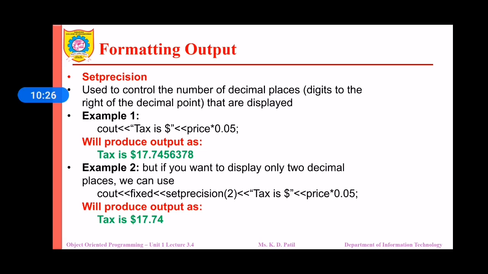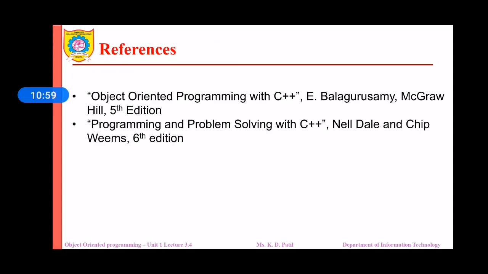In the cout statement, I have used two manipulators, fixed and setprecision. The fixed manipulator will give me all the floating point decimal numbers displayed on the screen, and setprecision will set only two decimal places to be displayed, and I will get the output as 17.74. Please remember that fixed is used to display floating point decimal numbers, and setprecision is used to display two decimal places in our example.